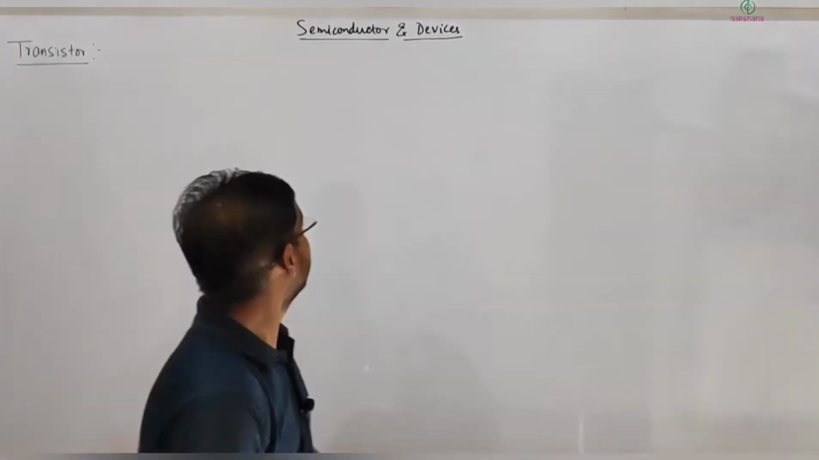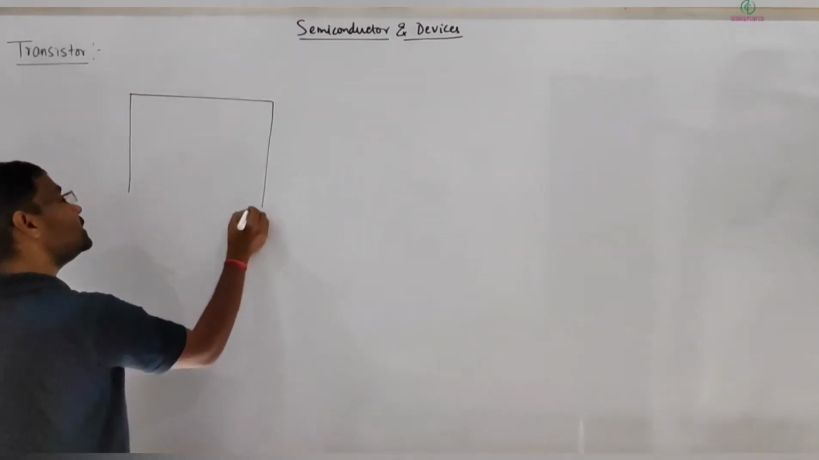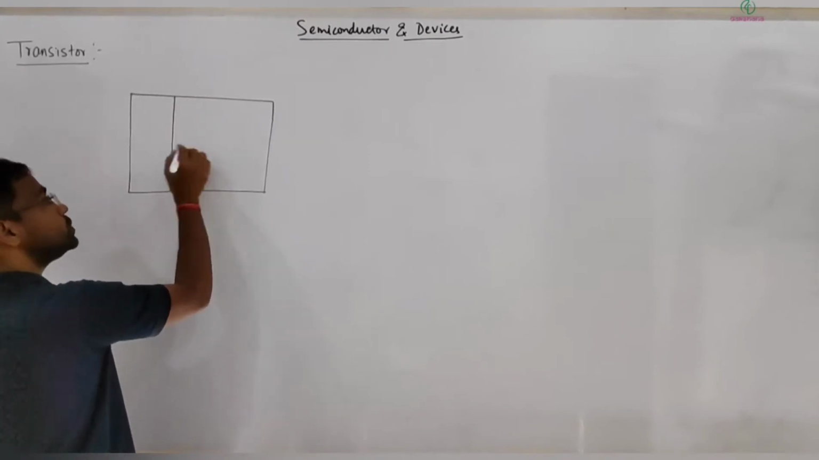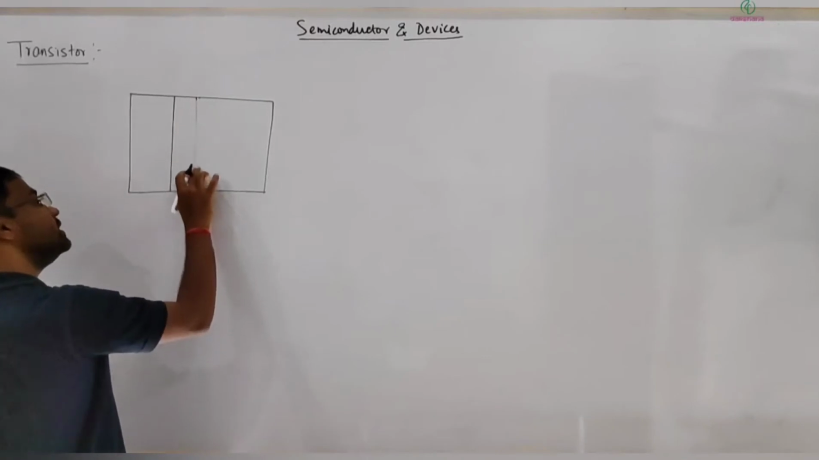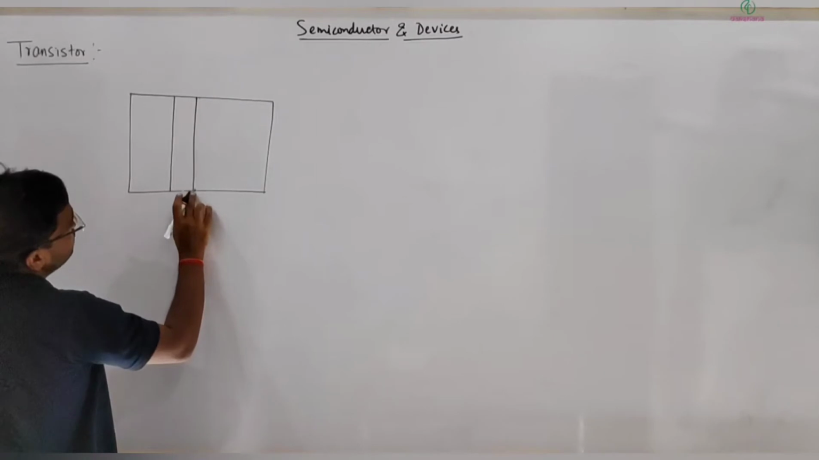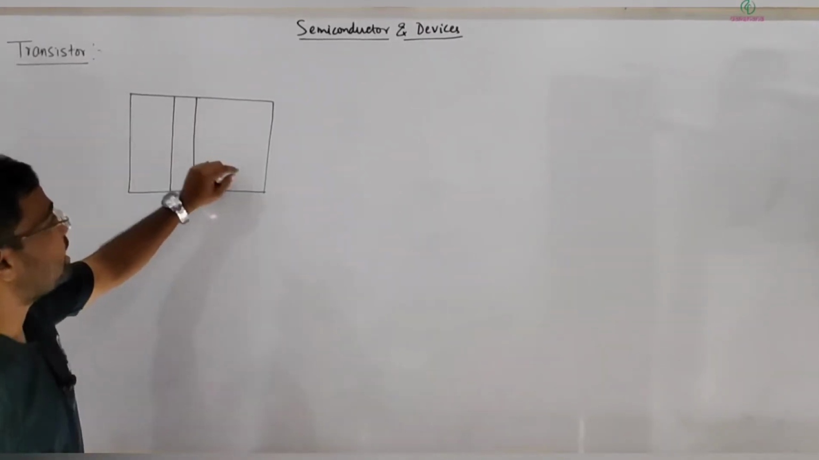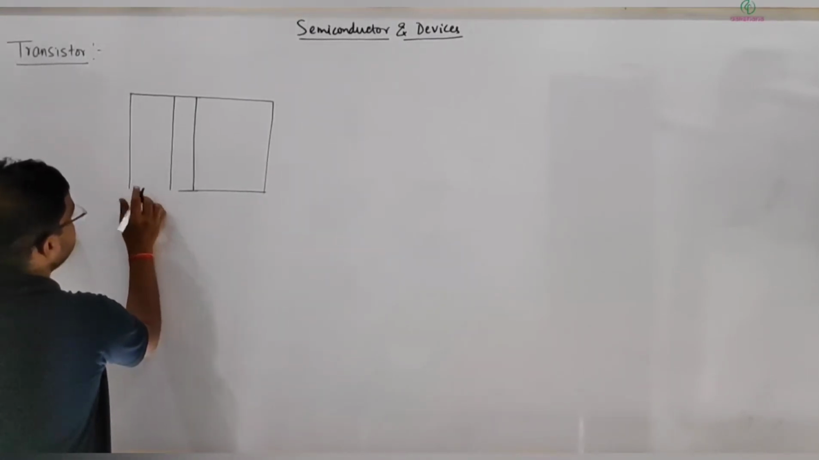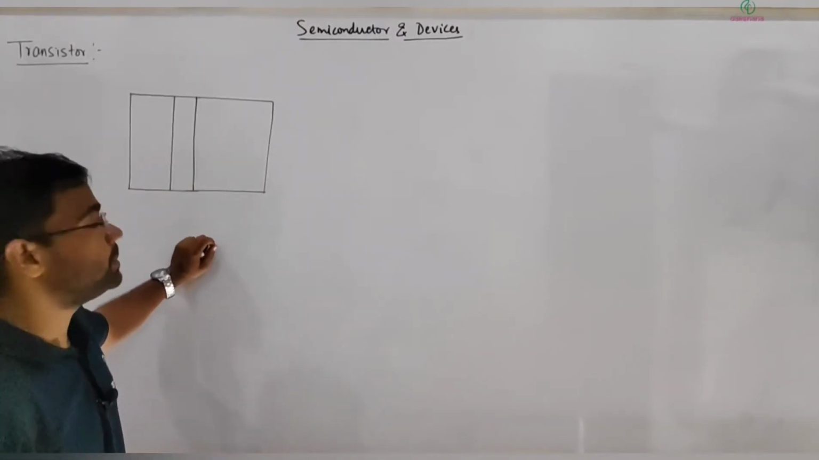So here the transistor actually has three semiconductors, and either between two P-type semiconductors one N-type semiconductor is sandwiched, or between two N-type semiconductors one P-type semiconductor is sandwiched. So let's consider these are the three semiconductors. Try to focus here on everything. Thickness and all, every detail is important here.